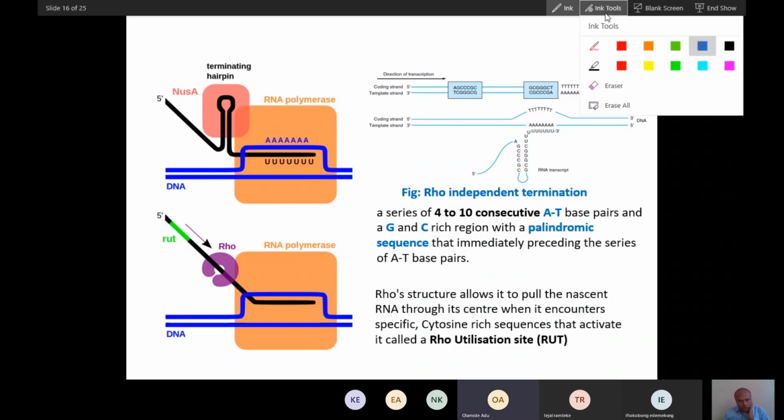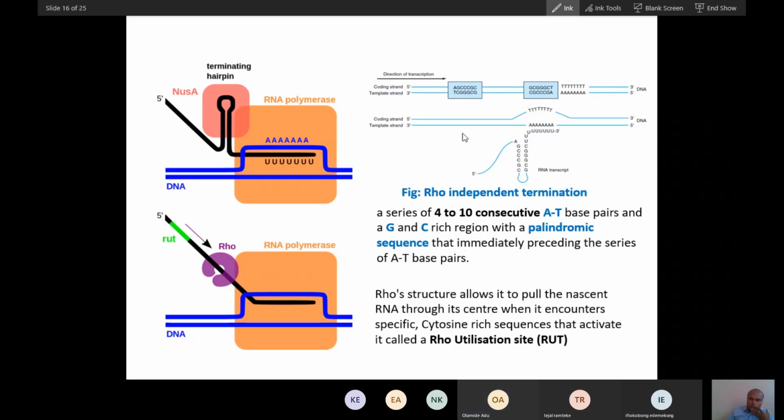Thank you. Okay. So now this is RNA. This is rho independent. Rho dependent is very easy. When RNA is transcribed, there is a very specific sequence called the rut sequence. What is the full form of rut? Rho utilization site. So there is a sequence of some nucleotides where this rho factor will bind. What does rho factor do? Rho factor pulls this RNA, because rho factor is a helicase, and helicase utilizes ATP to pull this RNA.